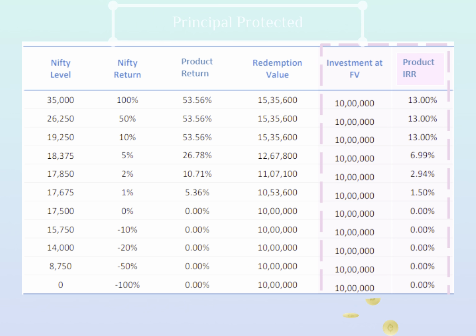Let's take an example of principal protected market linked debentures. So today we are standing at a level of 17,500 and the market rallies by 10%, which is 19,250. Our 10 lakh rupees of investment became 15,35,600 rupees, which is a product return of 53.56% or IRR 13%. Whereas if the market goes down, then also our 10 lakh rupees of investment will remain the same 10 lakh rupees, with certain exceptions.